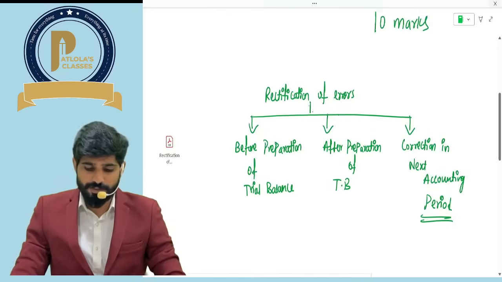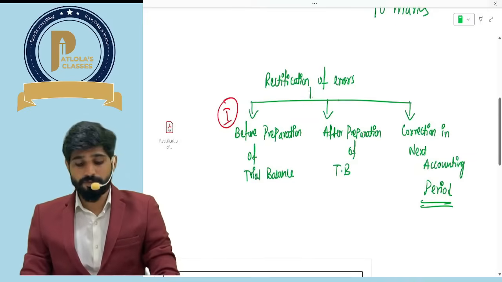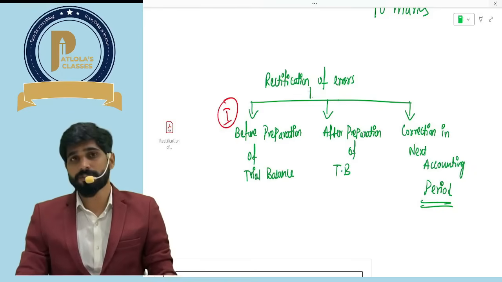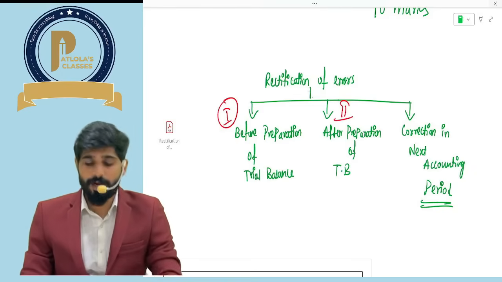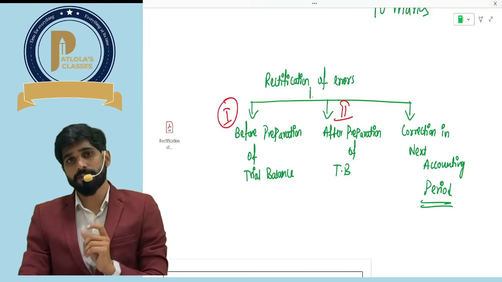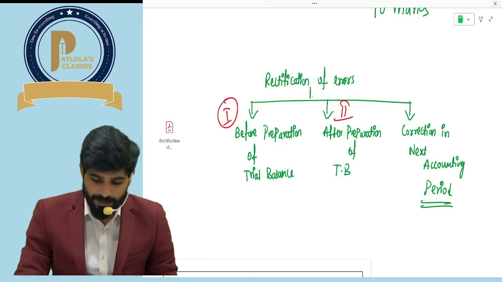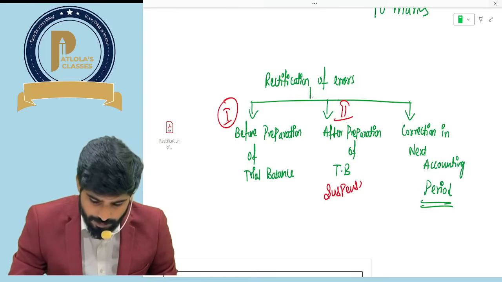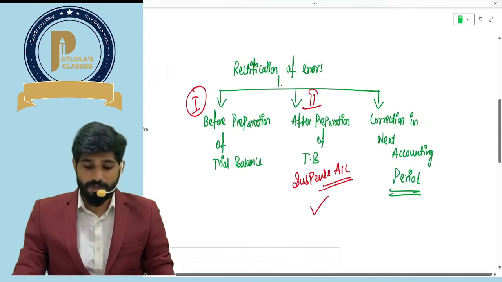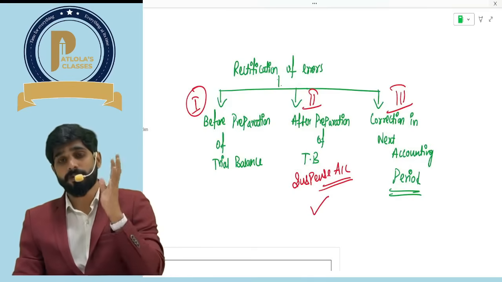Coming to rectification of errors, as we are aware, rectification can be done in 3 stages. Stage number 1 is before preparation of trial balance, meaning you are identifying the errors even before the trial balance is prepared. The second one is after preparation of trial balance, meaning your mistakes have already gone to the trial balance with the name called suspense, and then we are identifying the errors and rectifying them. In the second case we will have something called a suspense account, and from an exam perspective the second case is very important. Next, the last case is errors that are corrected in the next accounting period.